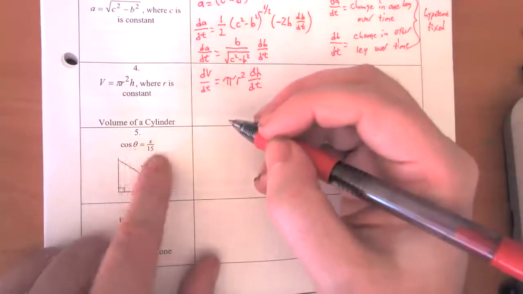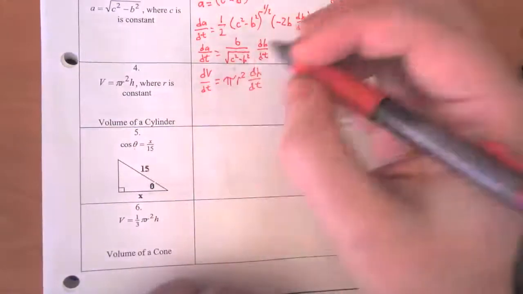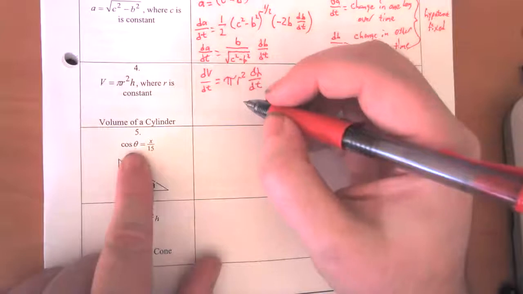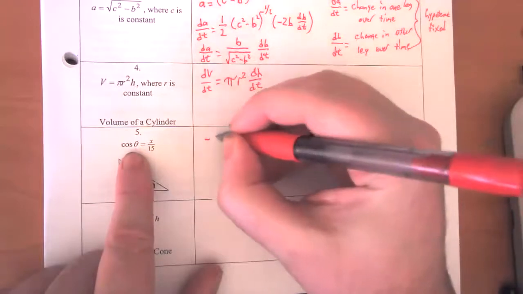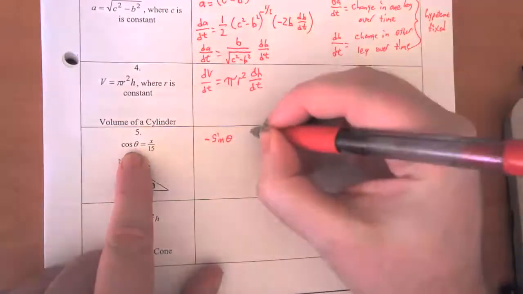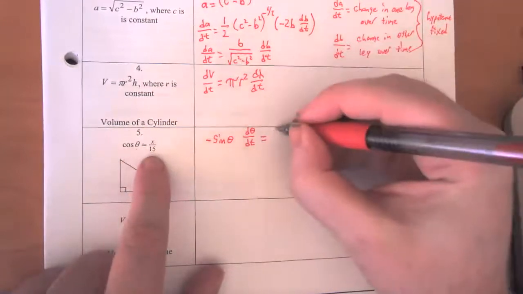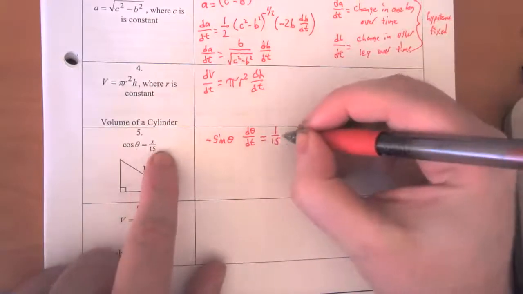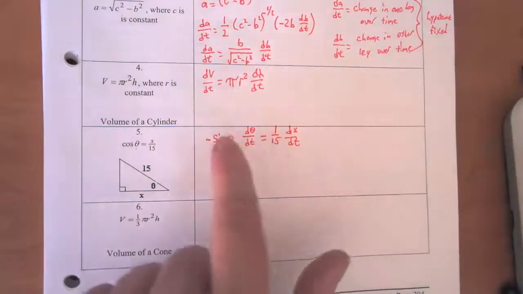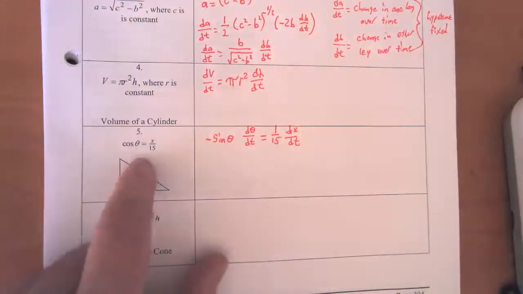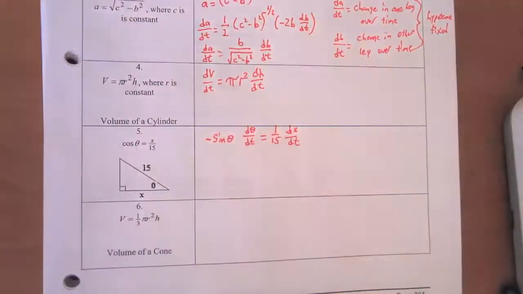And so to do that, once again, we're going to differentiate both sides of the formula with respect to time. So this is something where we're going to use the chain rule. And so the derivative of cosine is negative sine of theta. And we need to add a d theta dt to that. And that's equal to 1 over 15 times dx dt. All right, so once again, even though this is a trig equation, we can still talk about the rates of change between the angle and one of the sides.